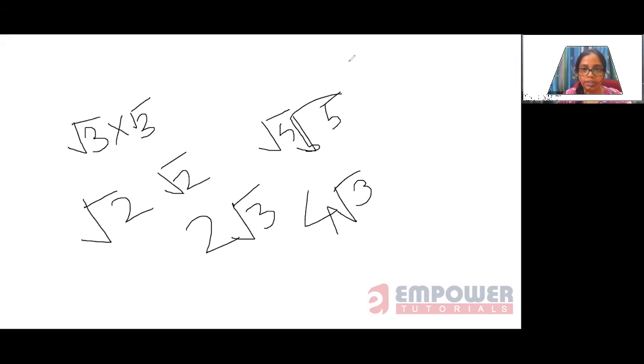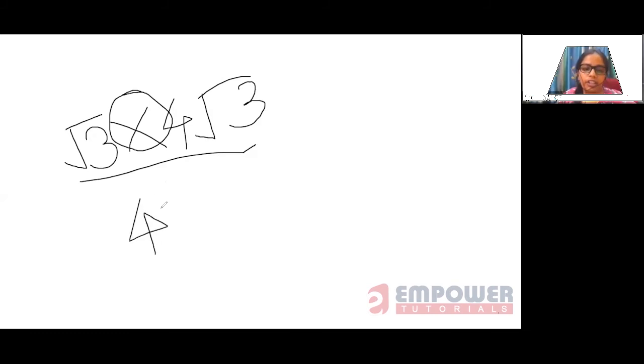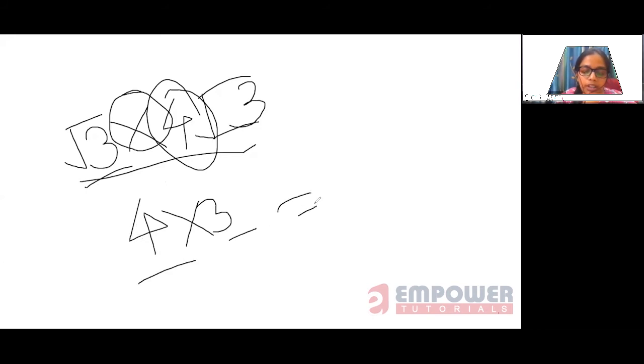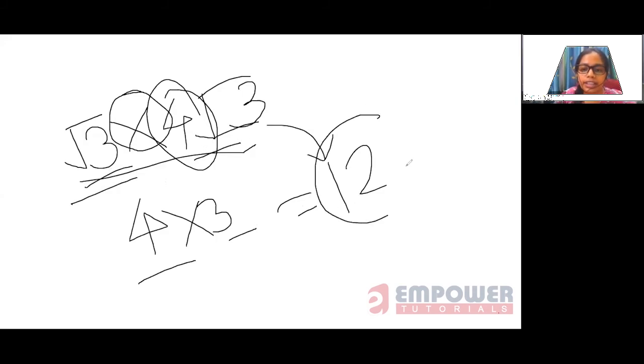Now, how is that possible? See, root 3 into 4 root 3. Tell me the answer of this. 4 into 3. Why 4 into 3? Because root 3 into root 3 will be 3, right? And this will be 4. So 4 into 3 will be 12. So don't you feel that multiplying two like terms we will tend to get the answer in rational number form? Yes. When you are multiplying, it can be anything.